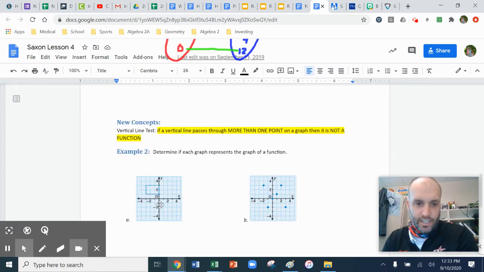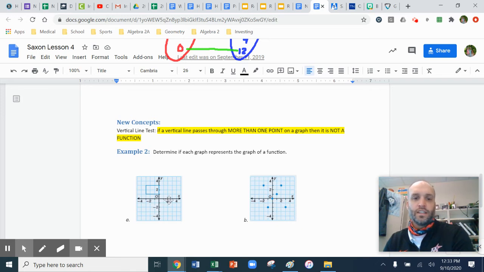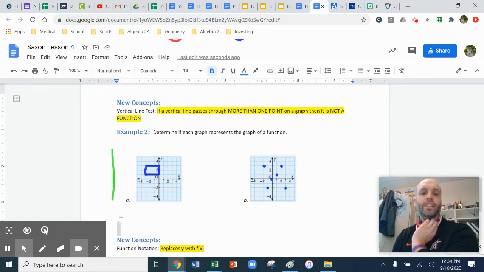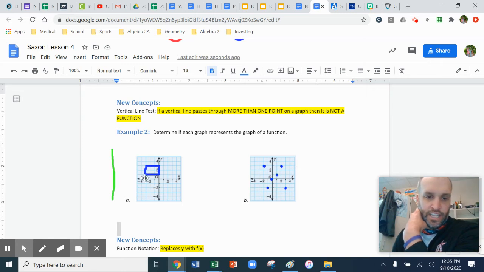The second way we can identify function is by using the vertical line test. If a vertical line passes through more than one point on a graph, then it is not a function. So we'll take any type of vertical line and we are going to slide through to check to see if it passes the vertical line test.